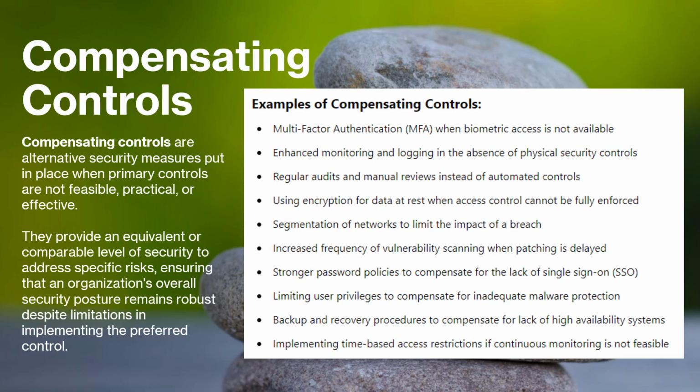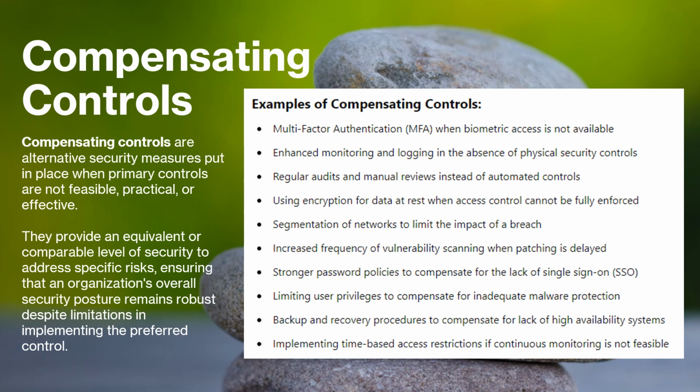Compensating controls are alternative security measures put in place when primary controls are not feasible, practical, or effective. They look to kind of create a balance. They provide an equivalent or comparable level of security to address specific risks, ensuring that an organization's overall security posture remains robust despite limitations in implementing the preferred control.